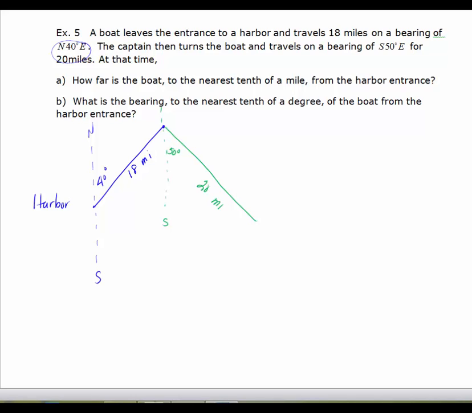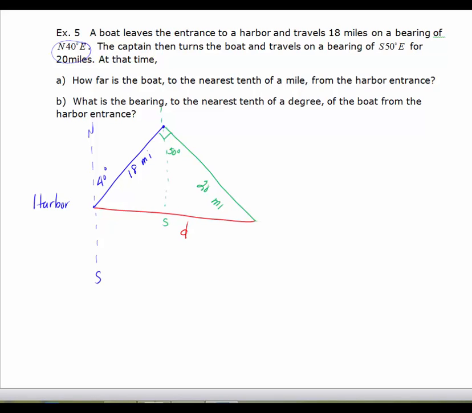Now I know at this point that this angle in here is 90 degrees, but we'll get back to that in a minute. Because part A just asks how far is the boat to the nearest tenth of a mile from the harbor's entrance. So I'm looking for this distance right here, and we'll call that D.